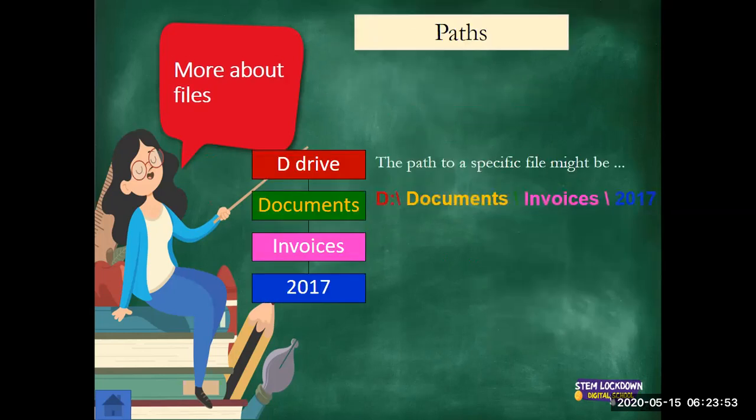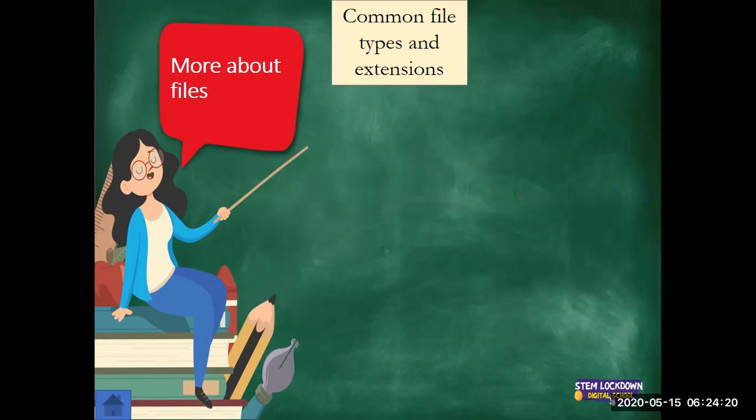The path is like the location. It tells you about the actual location where the file is located. Like if you see here, we've got the drive, and the path to a specific file might be, for example, documents, then we know that documents is in the D drive. Then we've got the subfolder invoice in it, and the /2017 subfolder. So this is a root directory. It tells you about the path.